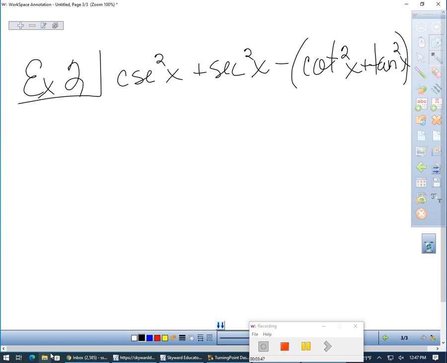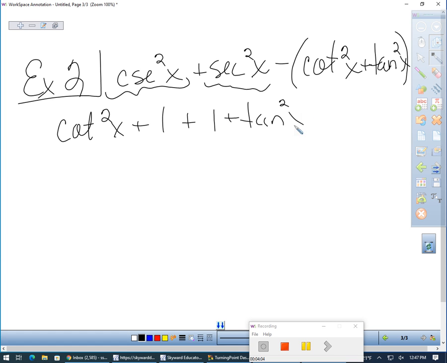All right? So the first thing is in our Pythagorean identities, we have something that means cosecant squared, don't we? What is it? What do we have in our Pythagorean identities? So we can change this out for cotangent squared x plus 1, right? That equals that. Okay, plus. Do we have something in our Pythagorean identities that means secant squared? 1 plus tangent squared x.